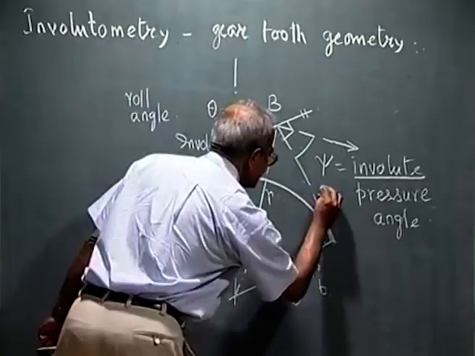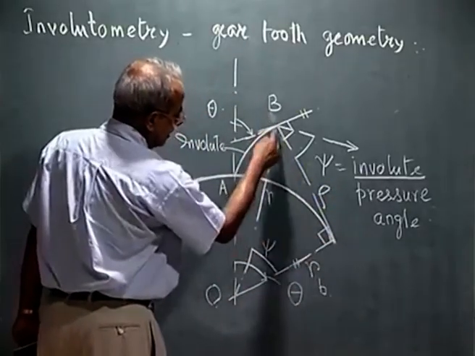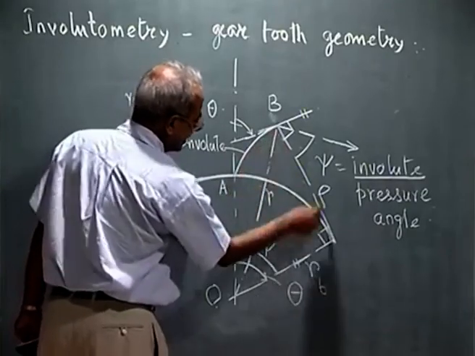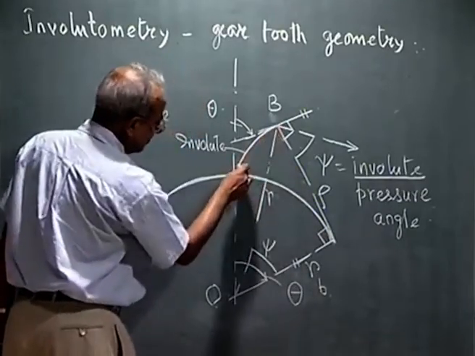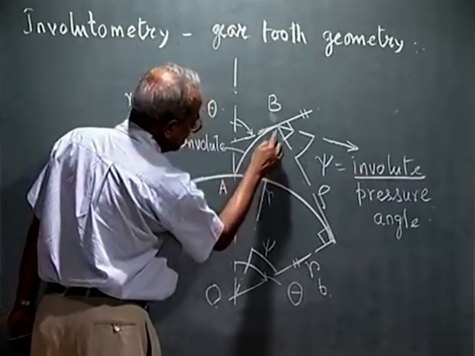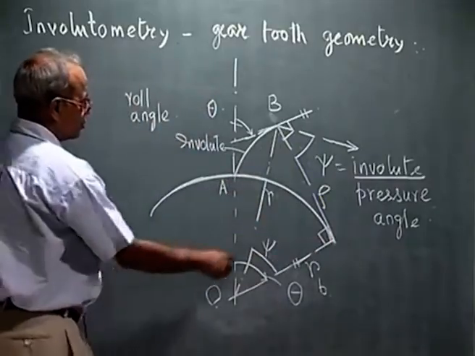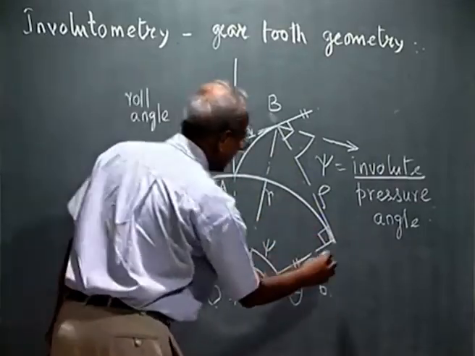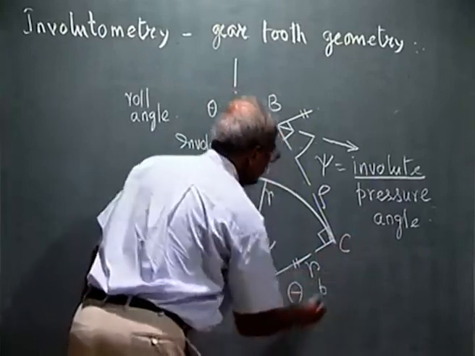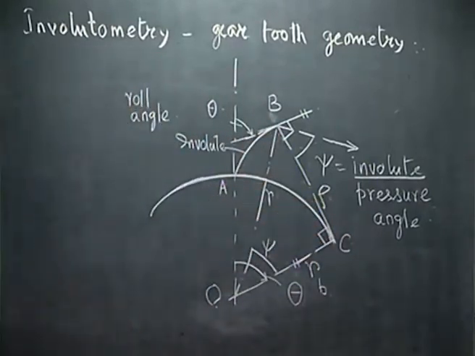And this string length is the radius of curvature of the involute at this point B. If this is the involute, at every instant the radius of curvature is nothing but the string length which has been unwound from the base circle. So, if I call this point C, then BC is the radius of curvature rho.